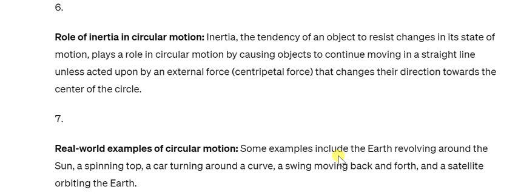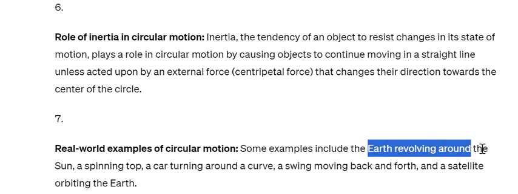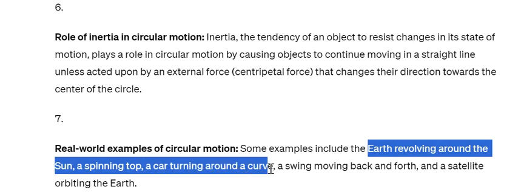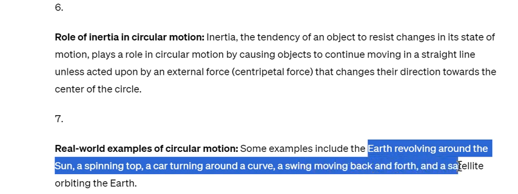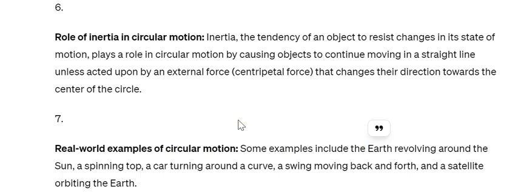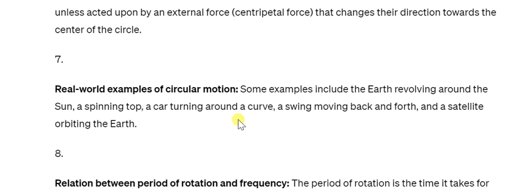The answer of question number 7, what are the real examples of circular motion? So there are some examples. For example, earth revolving around the sun, a spinning top, a car turning around a curve, a swing moving back and forth, and a satellite orbiting the earth. These are the real world examples of circular motion.